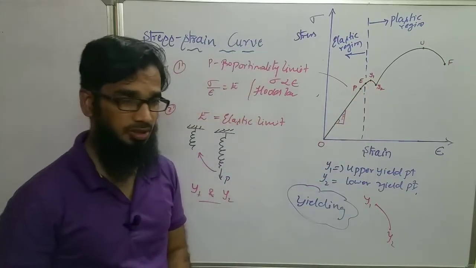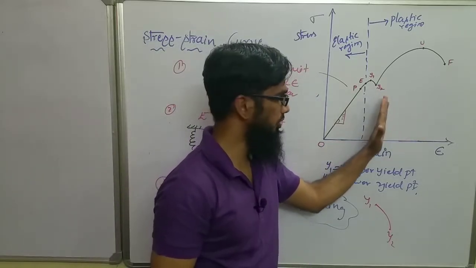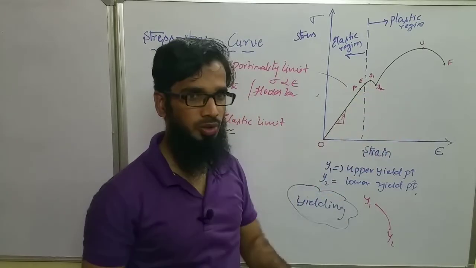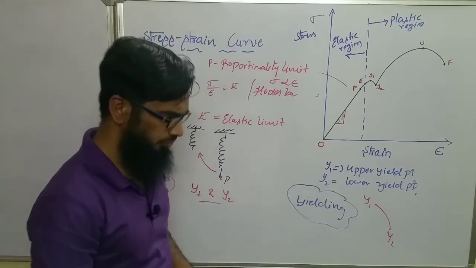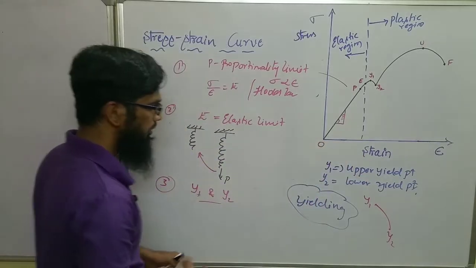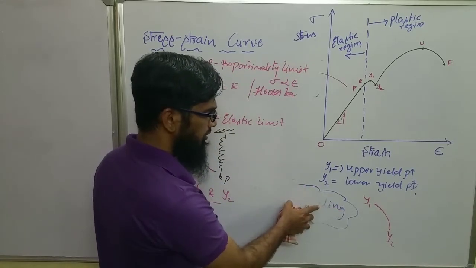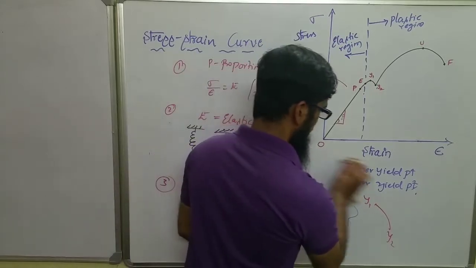Why is the graph like this? Because the strain increases and at the same time the stress should also increase, but here it is not the case, that is, from Y1 to Y2. Why will the curve be like that? The graph decreases. For that we'll take one simple example here. We have understood that yielding is nothing but entry into the plastic region.